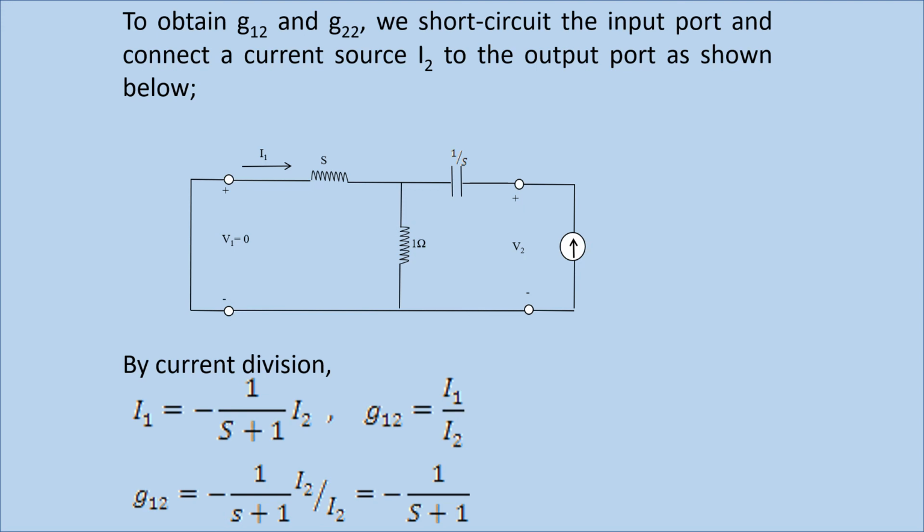Our formula for the short circuit reverse current gain, that is G12, equals I1 over I2. Our I1 equals minus 1 over S plus 1 times I2, divided by I2, and so we'll get minus 1 over S plus 1 for our short circuit reverse current gain.